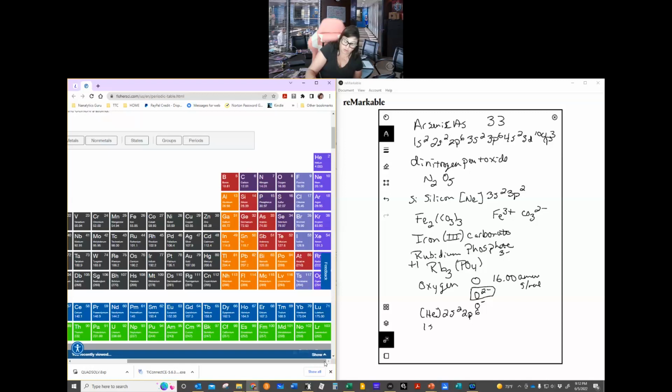If I wanted to write the whole thing, it'd be 1s2, 2s2, 2p6. And then they want us to draw out the orbitals. I'm going to do this in this format: 1s, 2s, 2p. I know that the 1s is full, the 2s is full, and my 2p is also full. So that's what I have for that particular ion. That's everything for that. Woohoo! I did it. Go me.